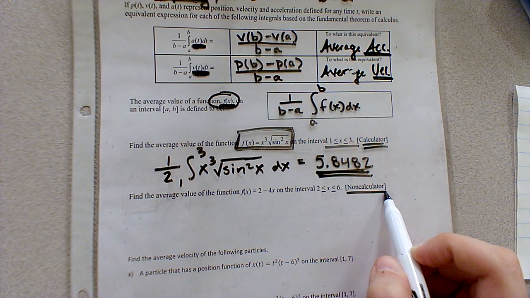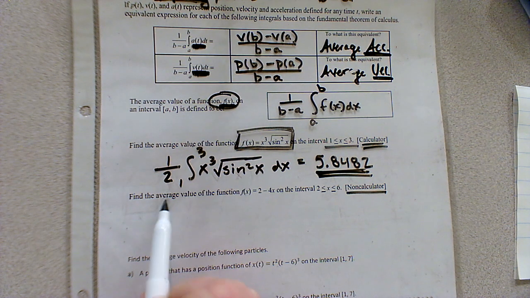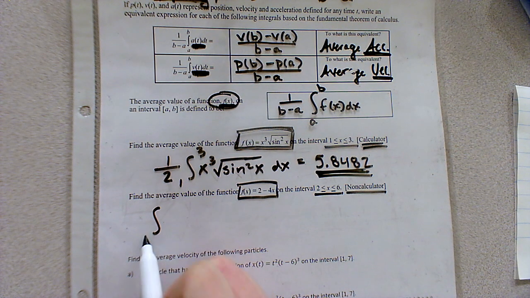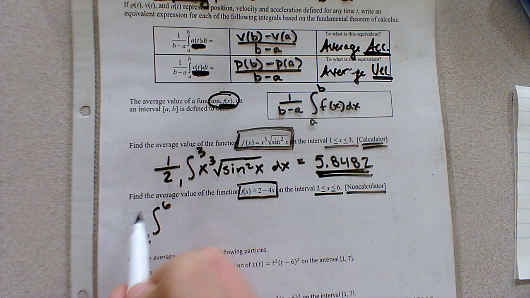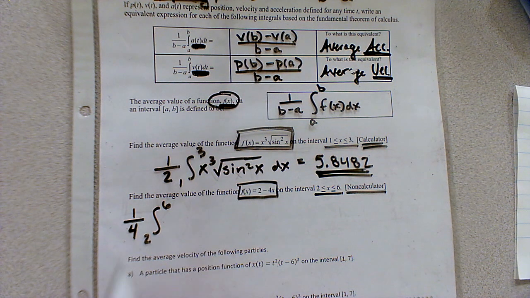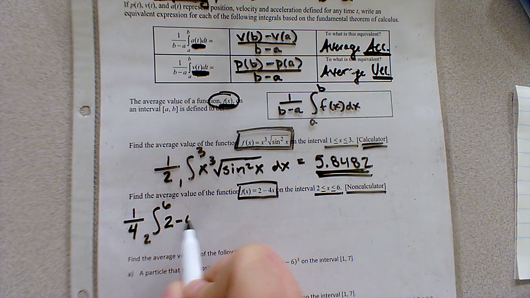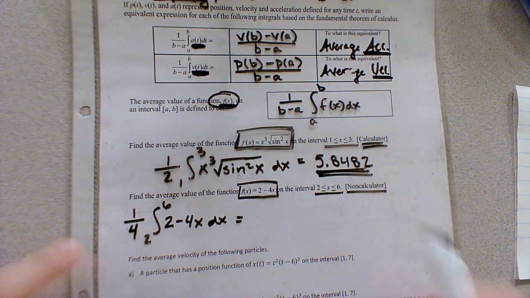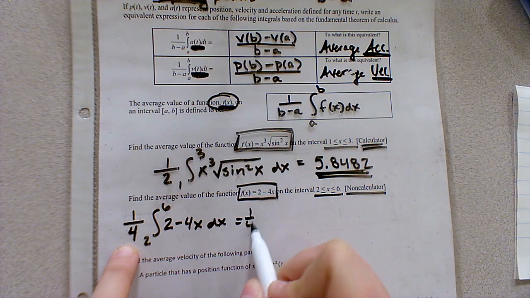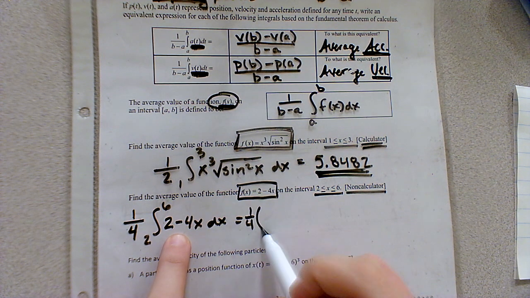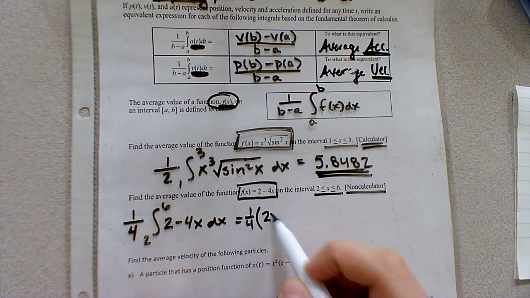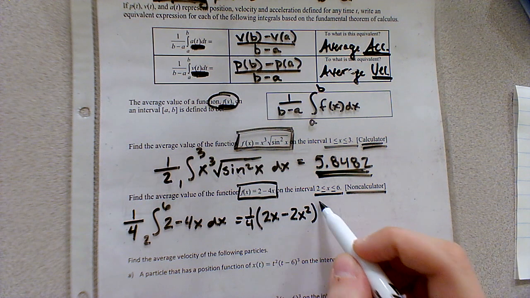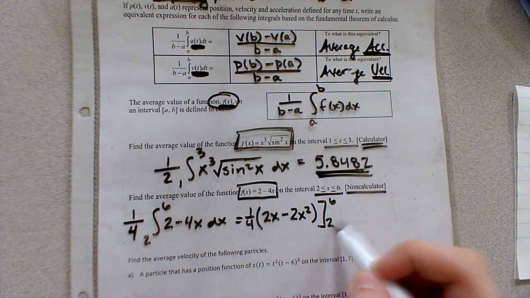Let's maybe try to do one that's not calculator. So we'd have to do this one by hand, find the average value of this function on that interval. So we're going from 2 to 6, and the difference between the bounds is 4, so 1 over 4 out front. And I'm going to work backwards from 2 minus 4x. So I have the 1/4 out front, and then I need to work backwards from this function. Using my reverse power rule, I'll have 2x minus 2x squared, and my bounds are from 6 to 2.